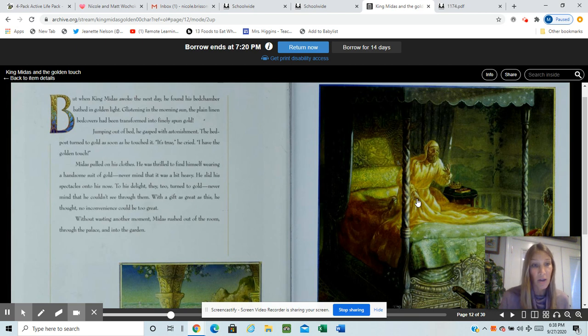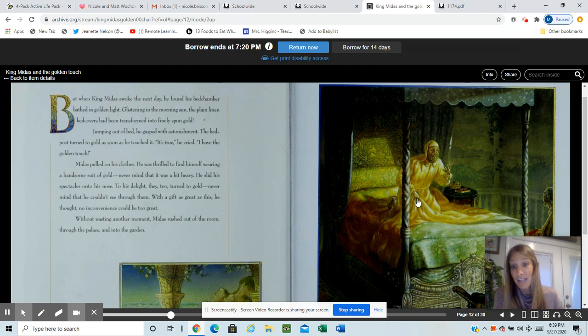Midas pulled on his clothes. He was thrilled to find himself wearing a handsome suit of gold. Never mind that it was a bit heavy. He slid his spectacles, those are his glasses, onto his nose. To his delight, they too turned to gold. Never mind that he couldn't see through them. With a gift as great as this, he thought, no inconvenience could be too great.